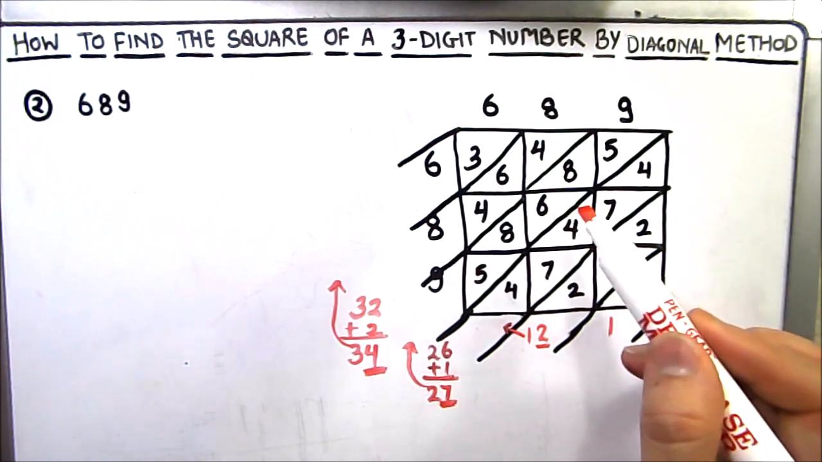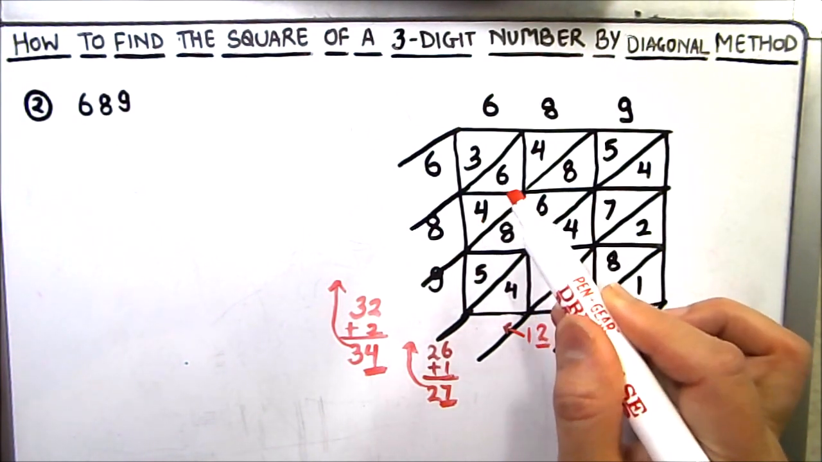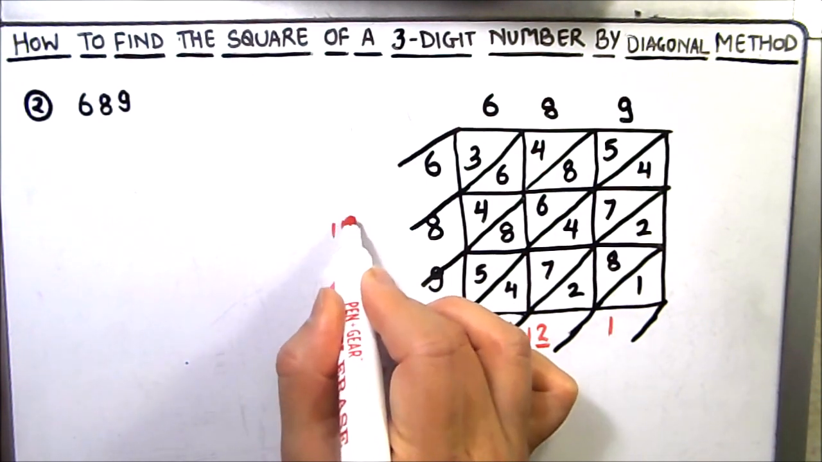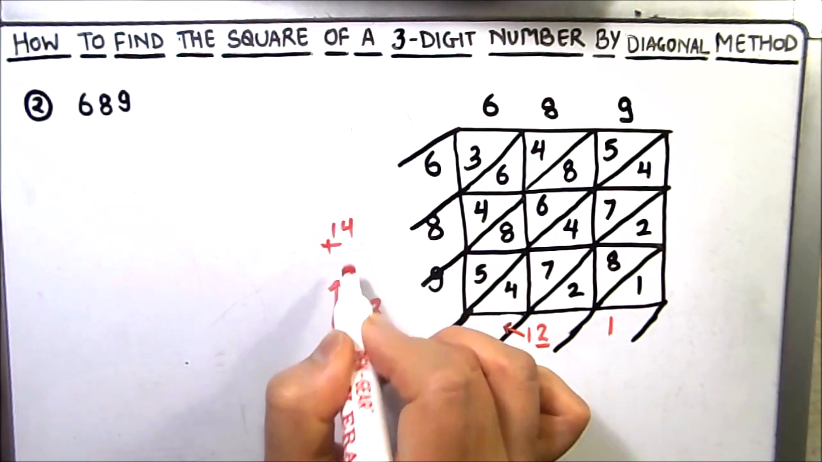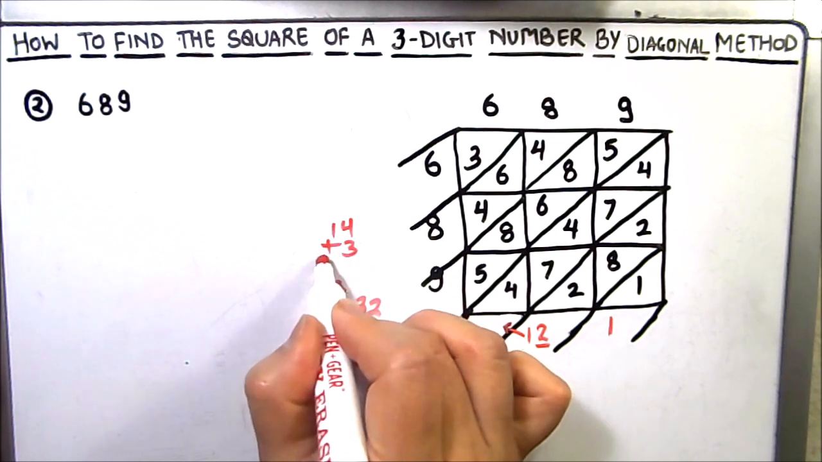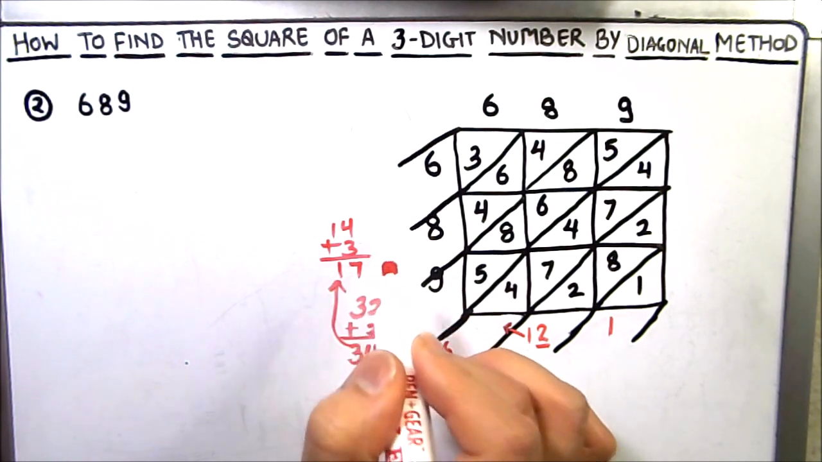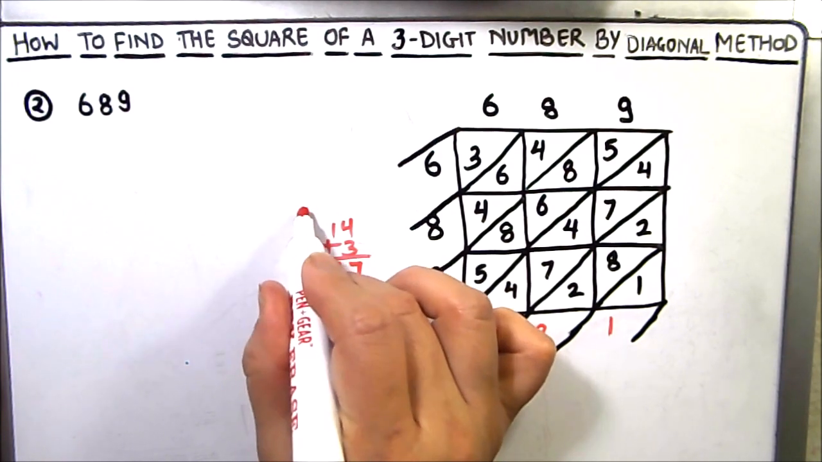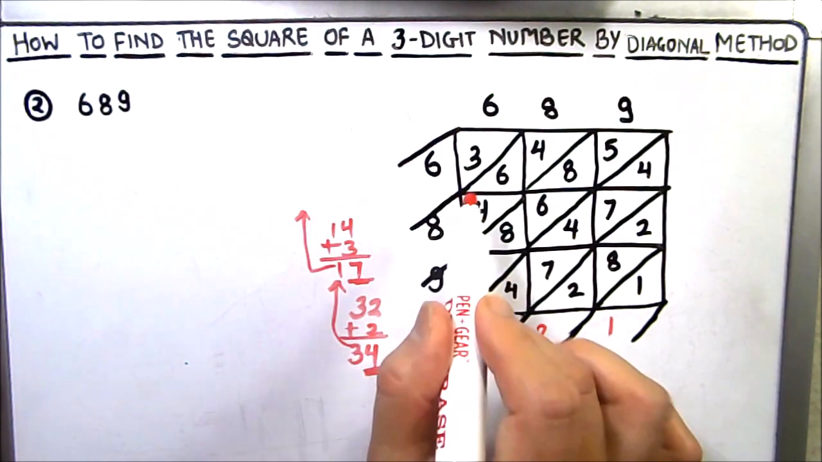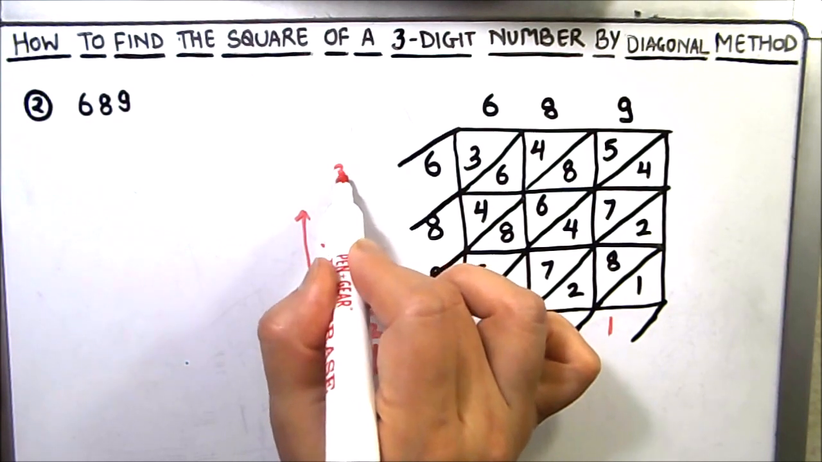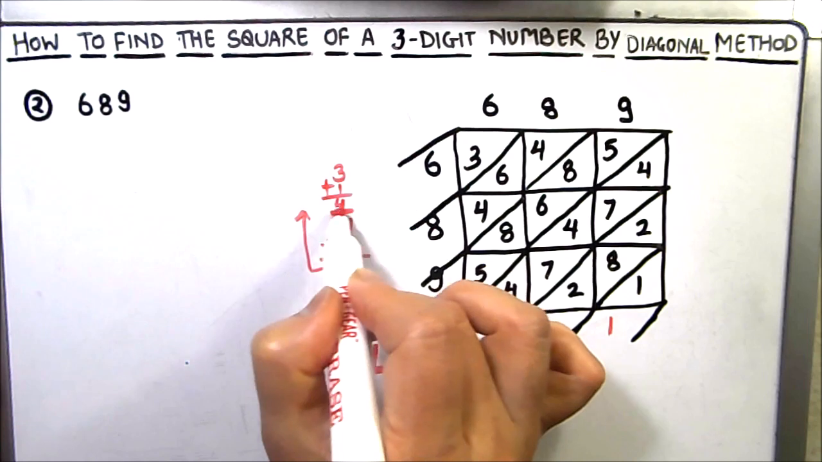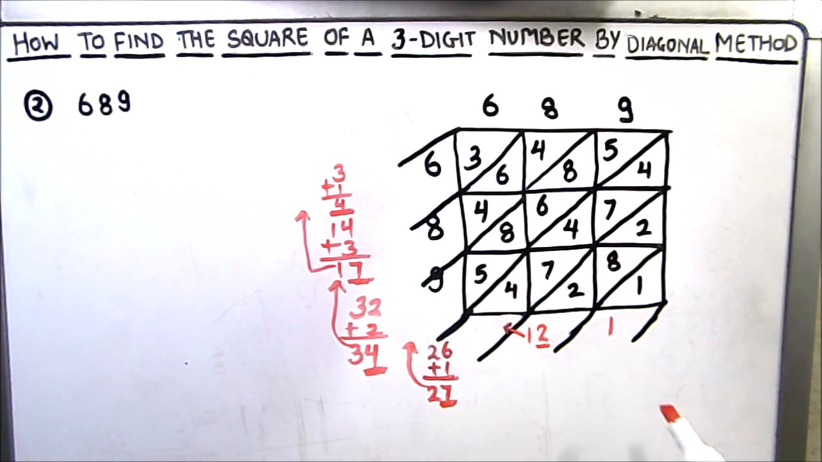So the sum of the digits in the next diagonal is 4 plus 6 plus 4, which is equal to 14. And the digit from the previous diagonal is 3. So this becomes 17. So we'll underline 7 and 1 will be carried over to the next diagonal. And in the next diagonal we have only number 3. So 3 plus 1, which is equal to 4. We'll underline 4.